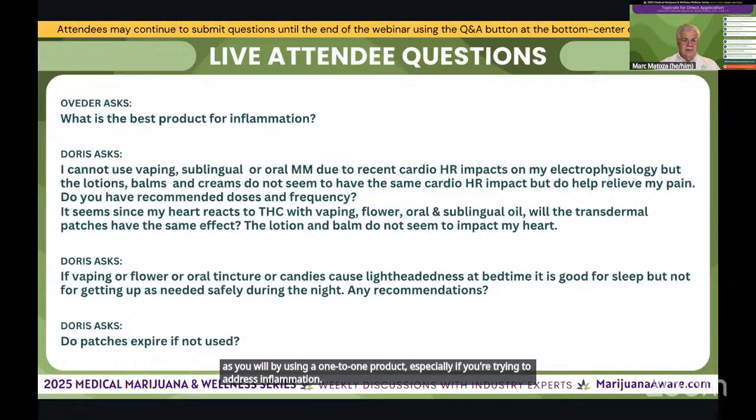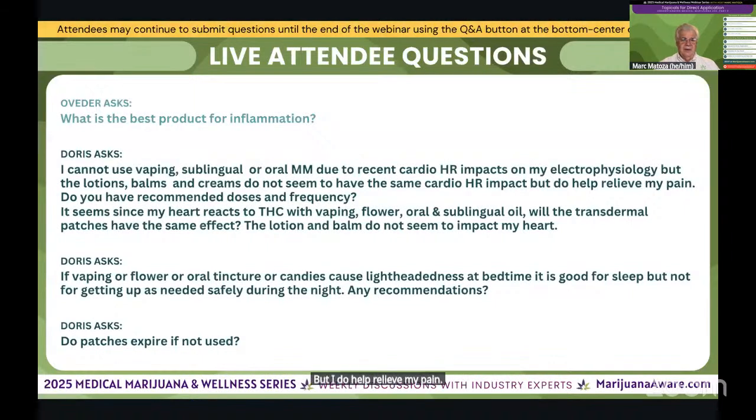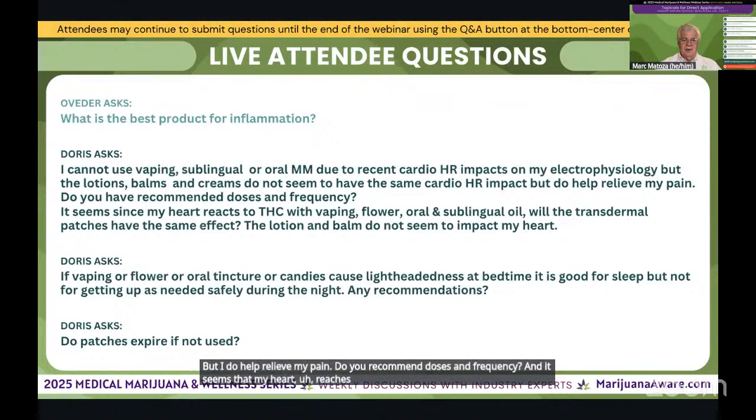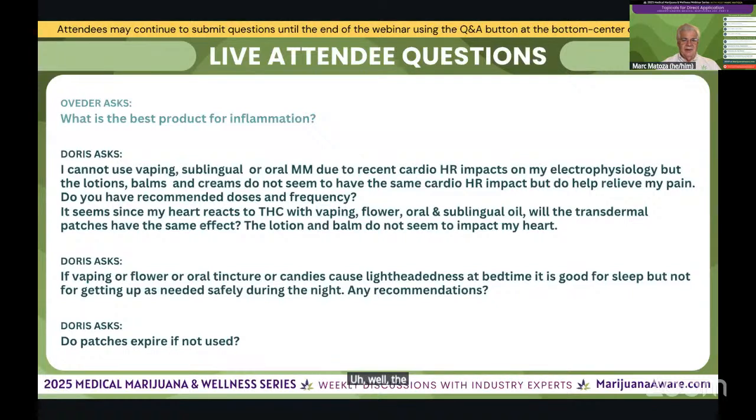Doris asks a great question. It says, I cannot use vaping, sublingual, or oral due to a recent cardio heart rate impact on my electrophysiology. But the lotions, balms, and creams do not seem to have the same cardio impact, and they do help relieve my pain. Do you recommend doses and frequency? It seems that my heart reacts to THC with vaping flower, oral, and sublingual oil. Will the transdermal patches have the same effect? The lotion balms don't seem to have the same impact on my heart.